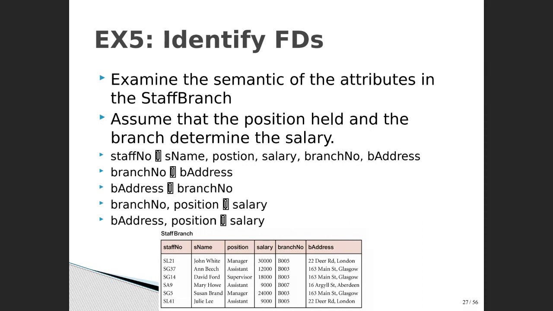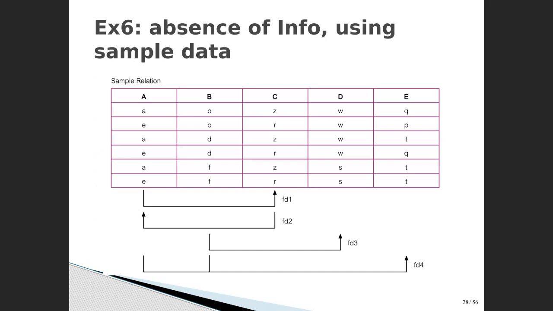So we got branch identifies or determines branch number, determines branch address, because it's one-to-one in both directions it works. And then we see that based on the branch number and position, salary can be determined. As a result, branch address plus position will be determining salary as well. So that was an example. We identify the functional dependencies.